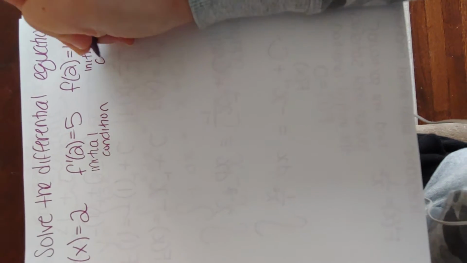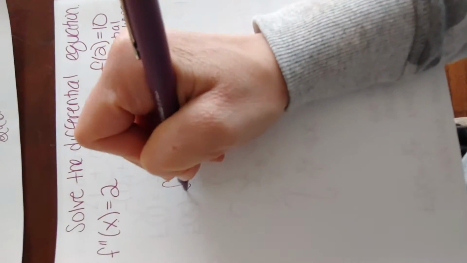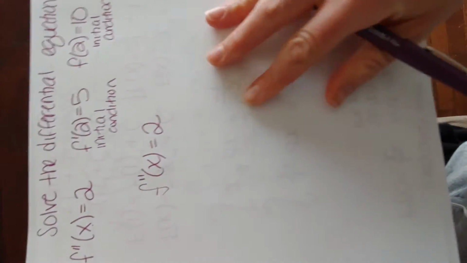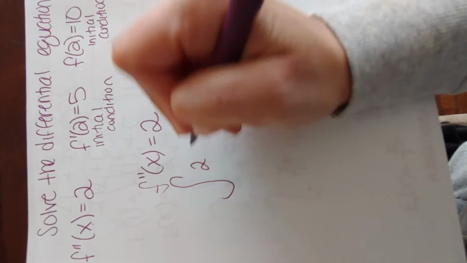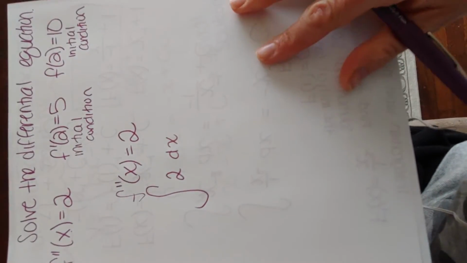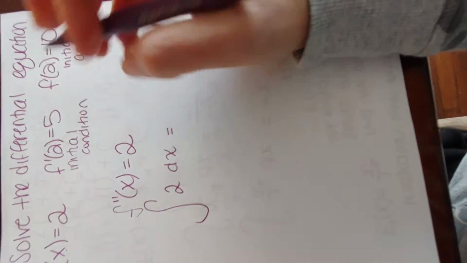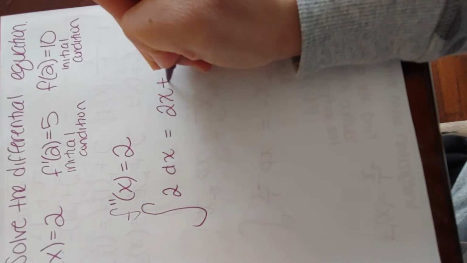And I have an initial condition on the function itself. So the only function I have is the second derivative. See, there's no number filled in there, but these will have numbers filled in. All right, so let me take the second derivative. If I take the second derivative, which is 2, and I integrate 2 with respect to x, I will find the first derivative. So when I integrate 2 with respect to x, I get 2x plus some constant.